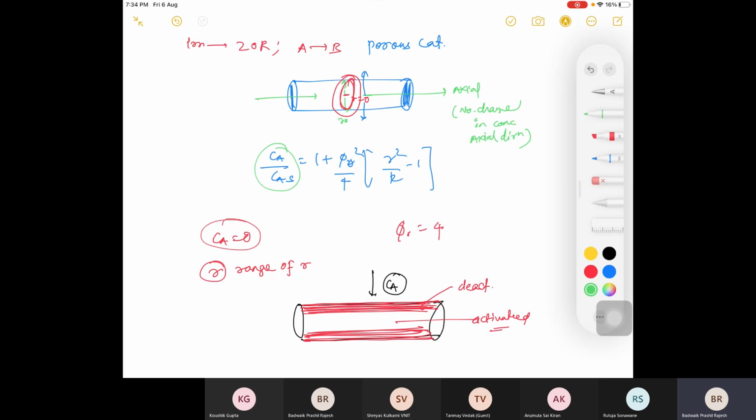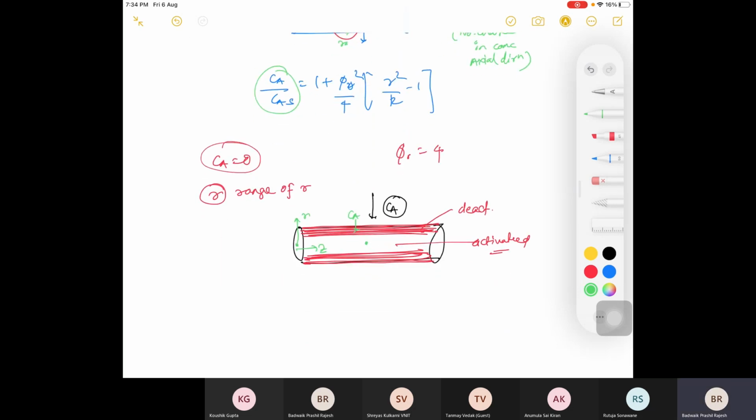You need to find out the range of R. R is starting from here, and this is your Z. In the Z direction there is no variation; in the R direction there is change. So you can say here A is there and A is penetrating inside. You need to find out the range where the concentration of A will be 0.